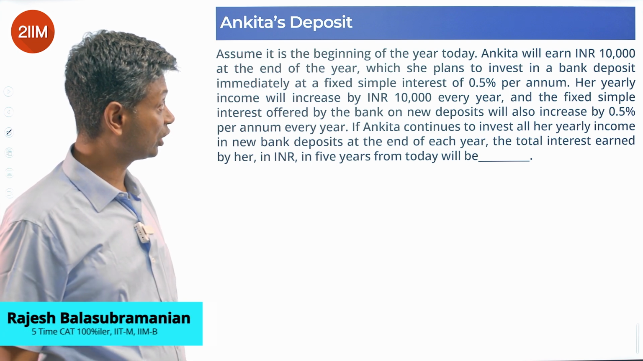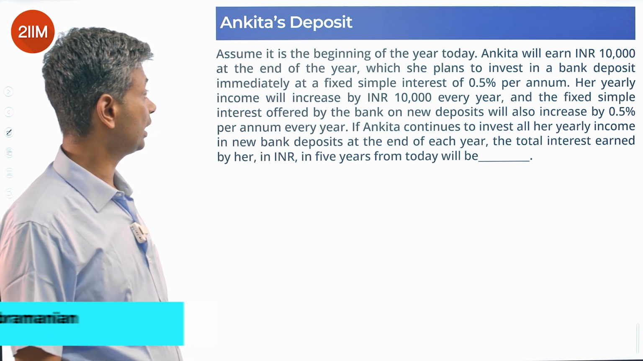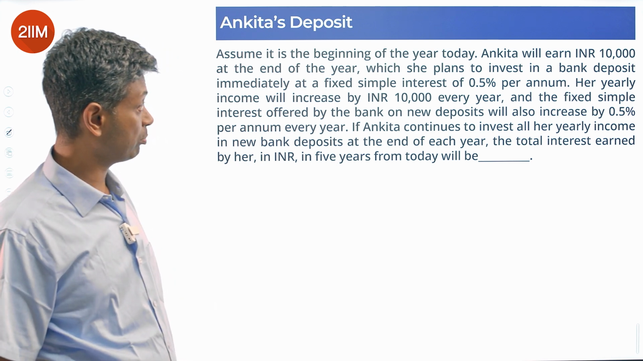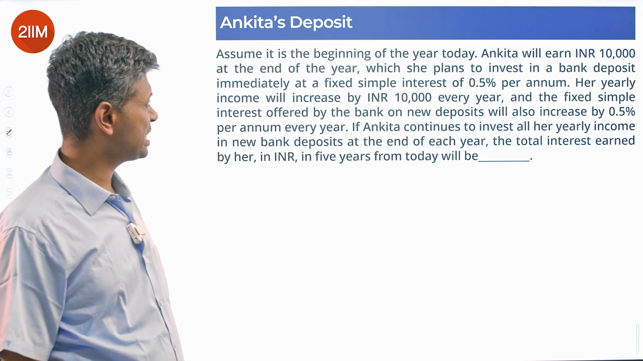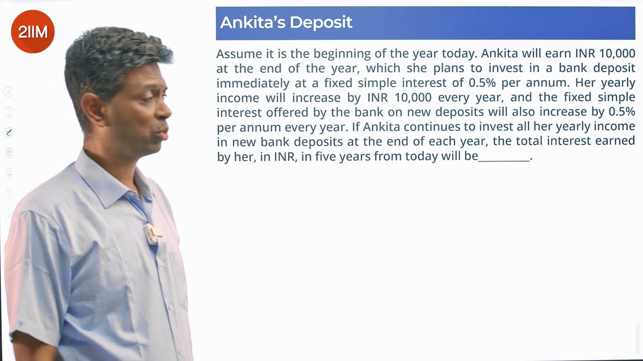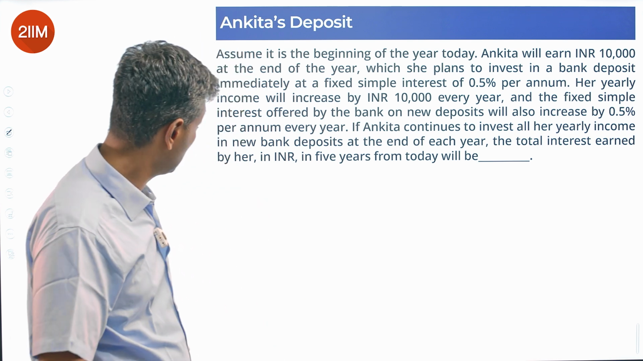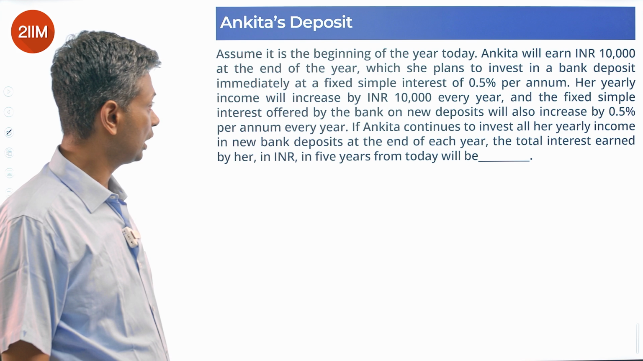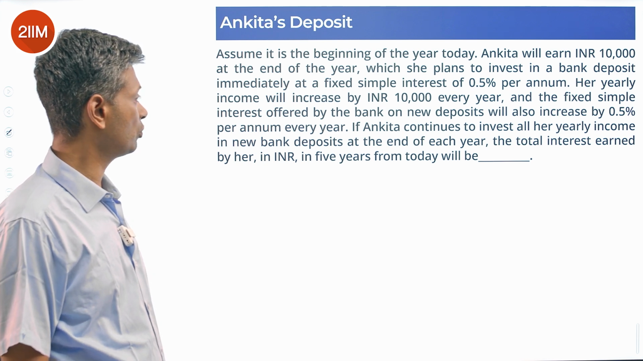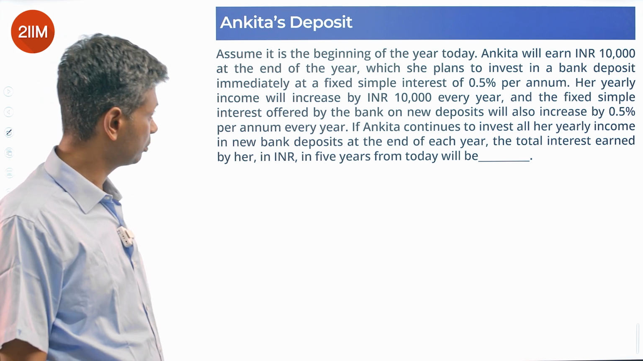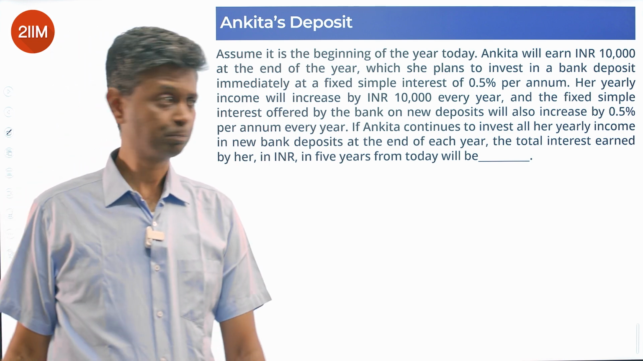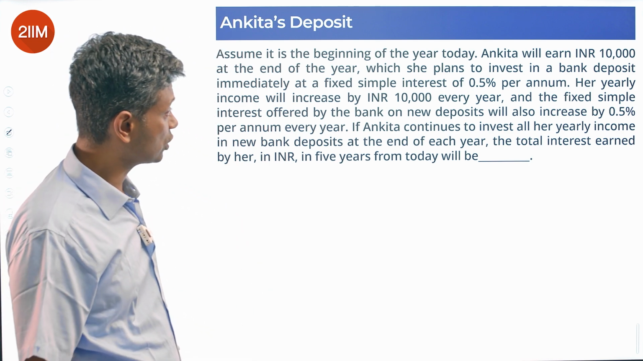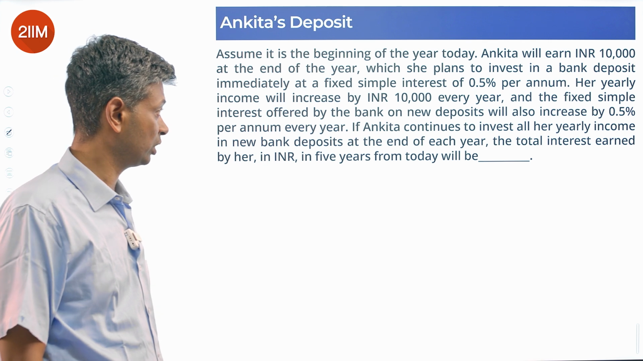Assume it is the beginning of the year today. Ankita will earn INR 10,000 at the end of the year, which she plans to invest in a bank deposit immediately at a fixed simple interest of 0.5% per annum. Her yearly income will increase by INR 10,000 every year, and the fixed simple interest offered by the bank on new deposits will also increase by 0.5% per annum every year.